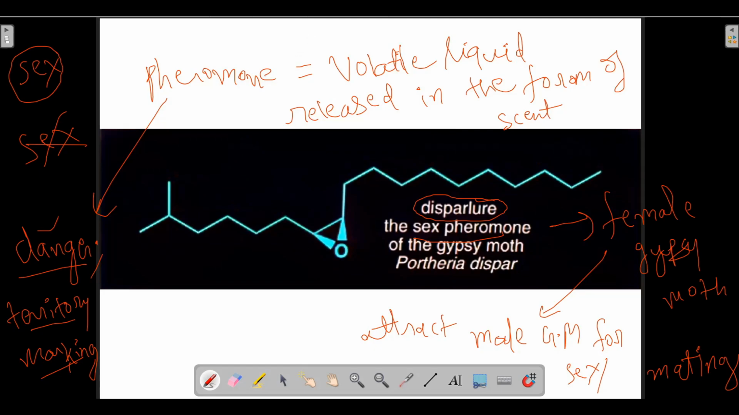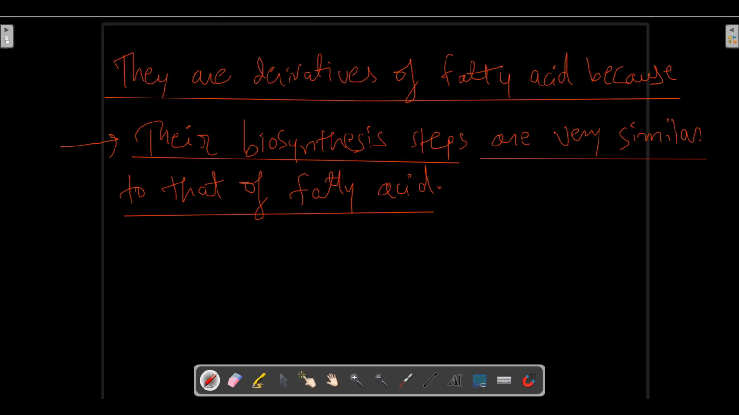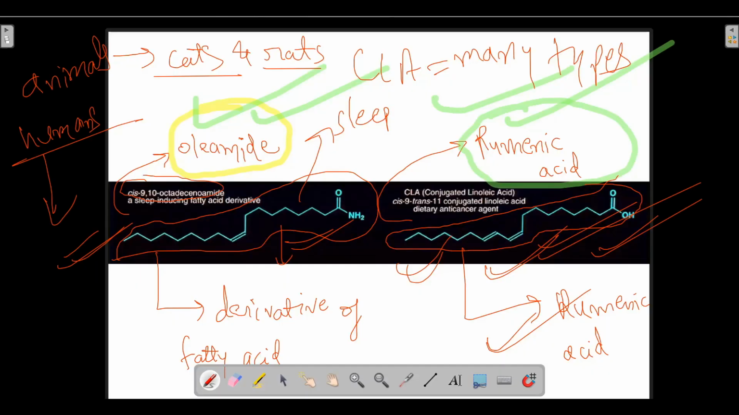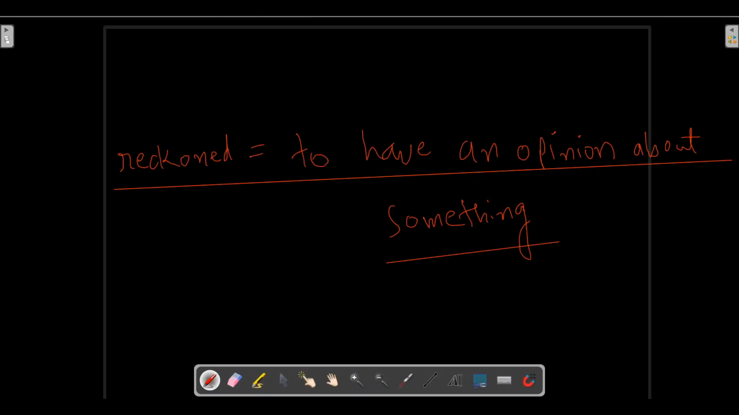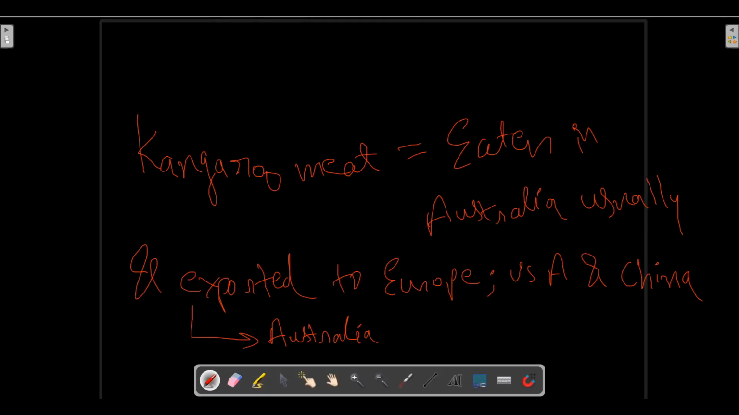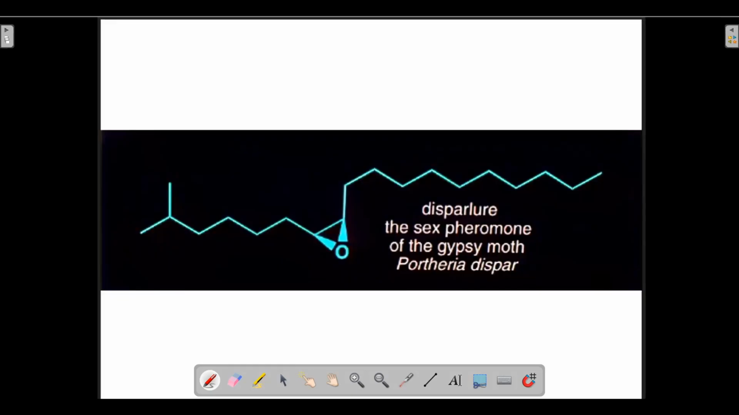So this is the structure of disparlure, and it is also a fatty acid derivative. Why is it a fatty acid derivative? Because its biosynthesis route is very similar to that of fatty acids. That's why it is called a derivative of fatty acid.